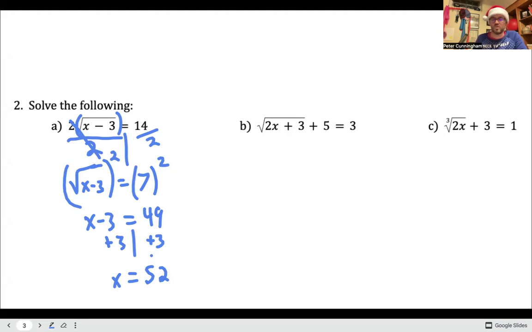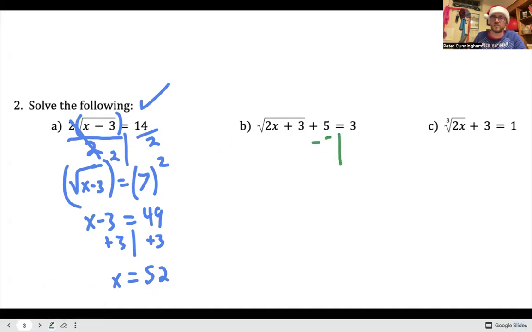Usually with these square root ones, just like to double check your work, especially with negative square roots hanging around, right? 52 minus 3 is 49. Square root of 49 is 7. Is 2 times 7 14? Certainly is. So I double checked that.